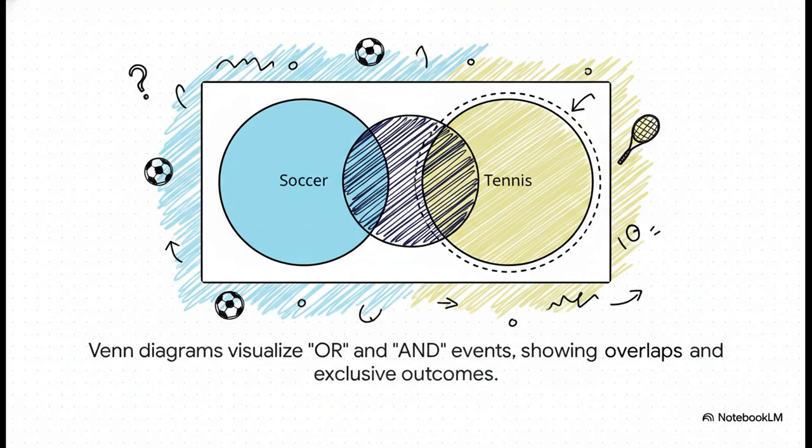Next up, the Venn diagram. I'm sure you've seen these before. They are absolutely perfect for visualizing those and or relationships we just talked about. That little overlapping part in the middle, that's the and. The total area of both circles put together, that's the or. It makes it so easy to see.